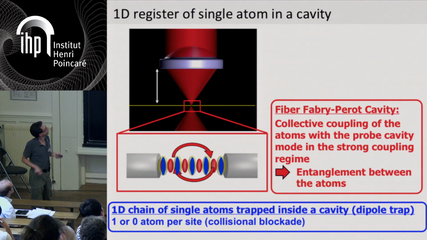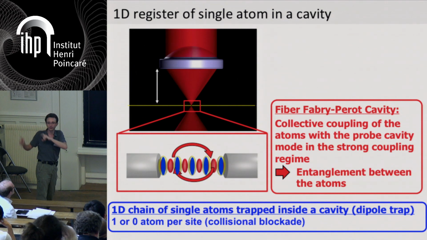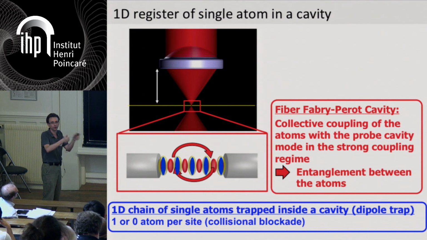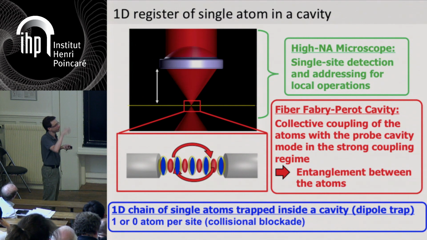And this Fabry-Perot cavity also serves as a way to generate interactions between the atoms. Remember, before we used Rydberg physics to generate interactions. Here, a way to make the atoms interact is to have them coherently exchange photons through one mode of the cavity. And on top of that, we have put a high NA lens, which acts as a quantum gas microscope, so again, a tool for single-site imaging and addressing of the atoms.